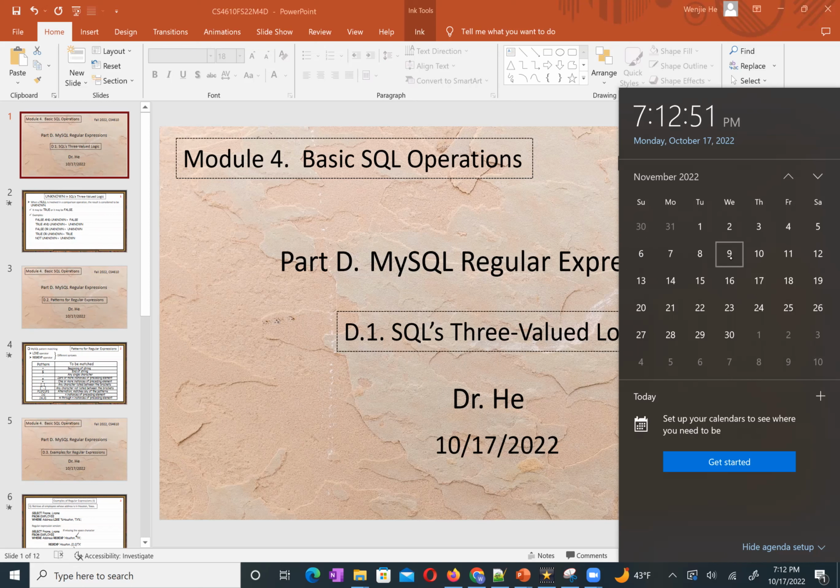Then on November 9th, Wednesday, that's this class, this database class, 4610, our midterm. Our midterm is in person, in classroom. Right here. Everybody must come to the classroom to take the on-paper midterm.